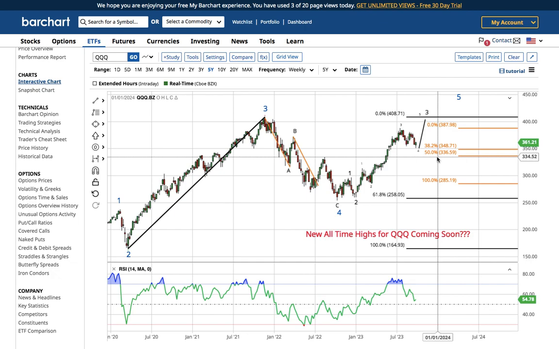The most useful stop right now for QQQ, the 38.2% retracement, is 348.71. That's pretty tight, and it also wouldn't invalidate a wave 4. That'd actually be the ideal place for a wave 4 to end. I think 336.59 is a useful long-term invalidation, that 50% retracement.